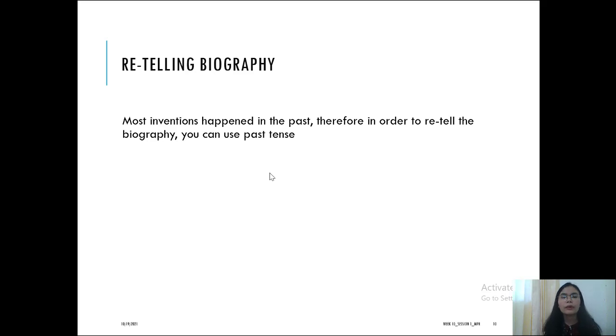Alright, so now what we are going to do is look at how to represent a biography or information about the inventor and invention in the past. Most inventions happen in the past. So in order to retell the biography, you can use past tense. I think you already know how to create a sentence in the past tense, but we are going to have a quick look at the pattern or the formula for making the past tense.